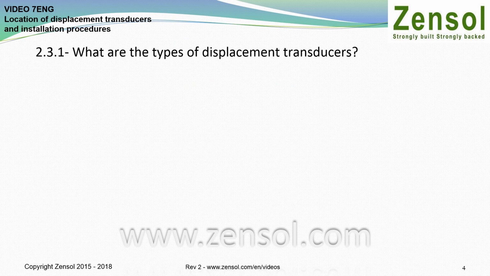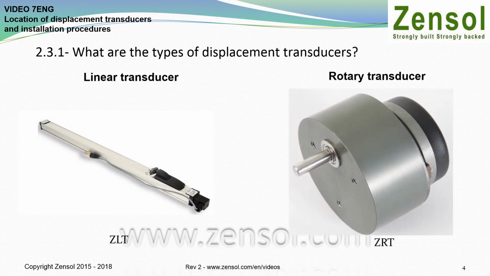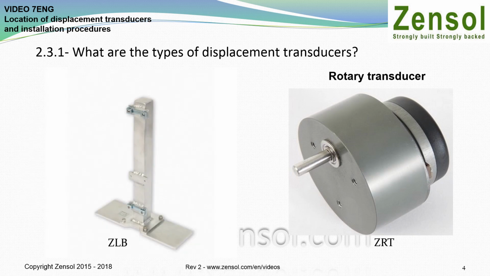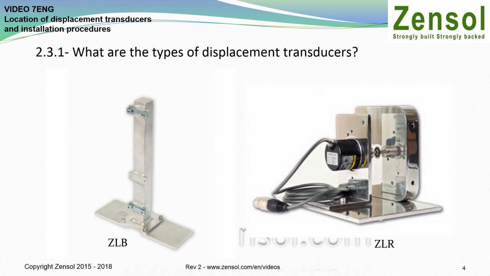There are several types. Some are designed for linear motion. Others are designed for rotary motion. Some are of the analog type, such as the resistive transducers, either linear or rotary. Others are of the digital type, such as optical encoders. The manufacturers of circuit breaker analyzers such as Zensal are able to give you all the details on which transducers are compatible with their respective instruments.